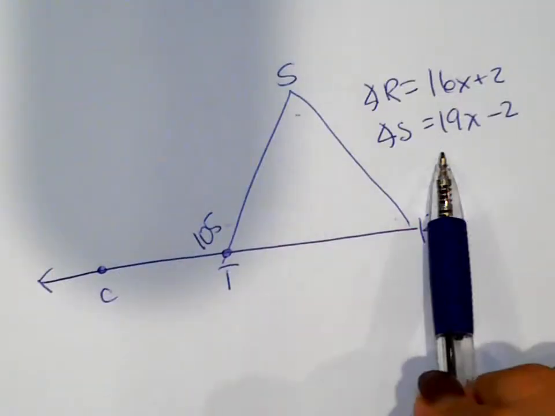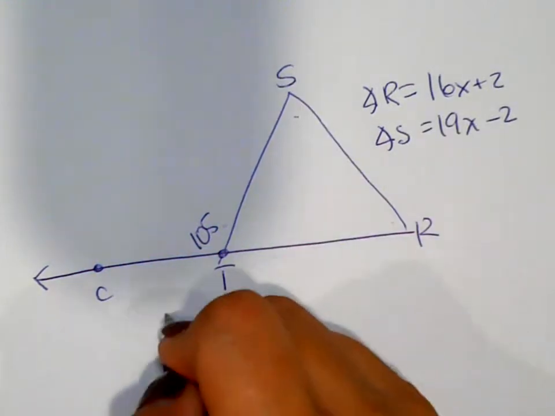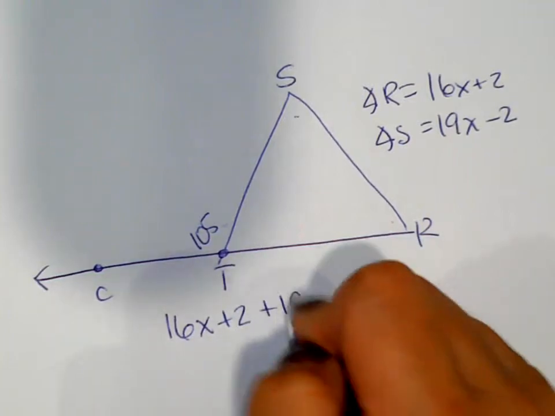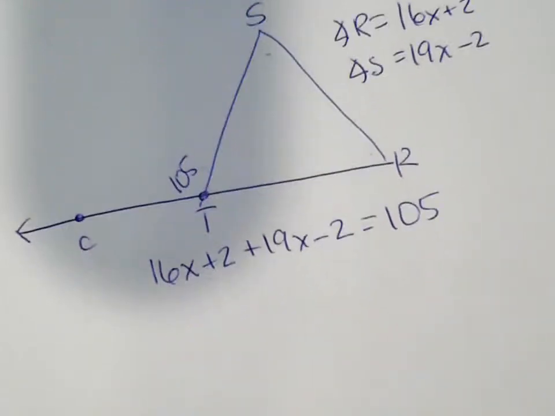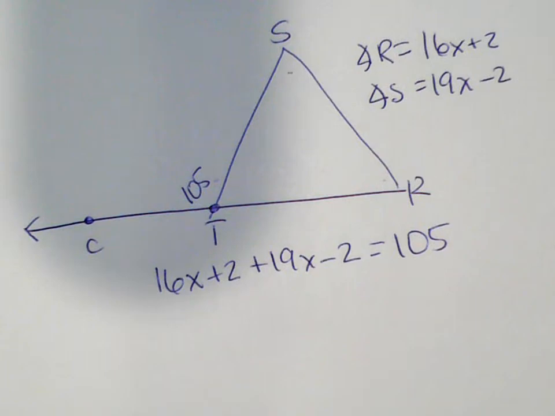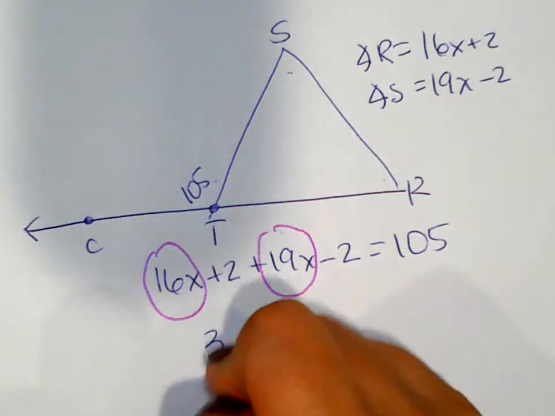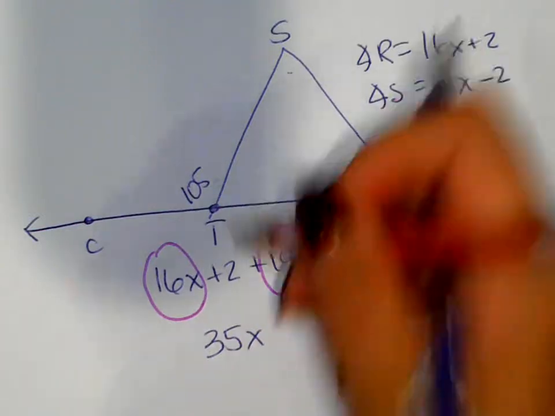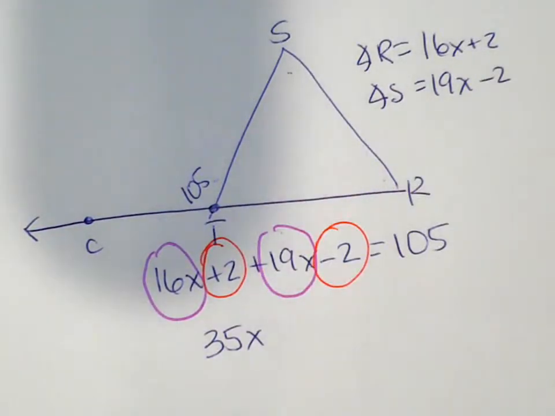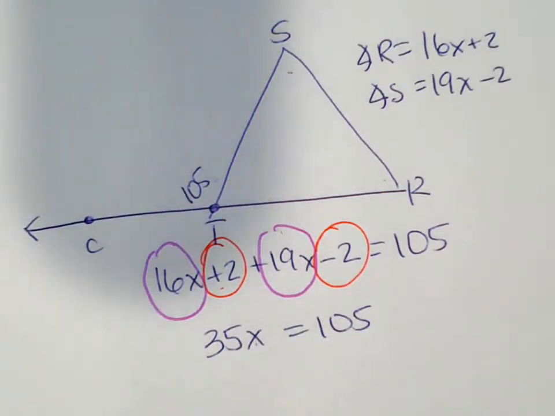Okay, let's go back to this guy right here. This plus this equals that. I have S and R. 16x plus 2 plus 19x minus 2 equals 105. I'm going to combine like terms. I have a 16x and a 19x. That's going to give me 35x. I have a plus 2 and a minus 2. Those are just going to cancel out. That's 2 minus 2, which gives me nothing. So 35x is equal to 105.